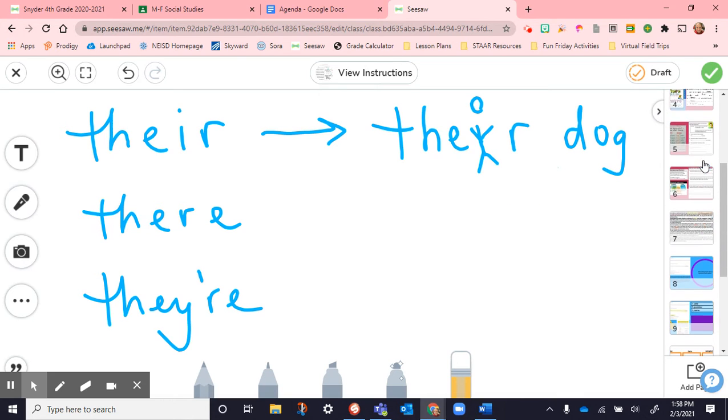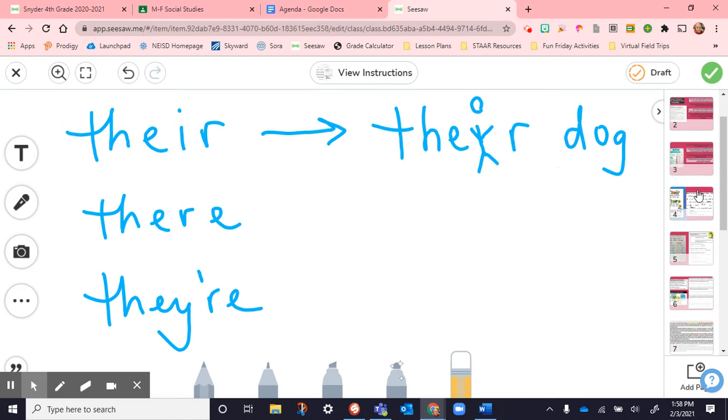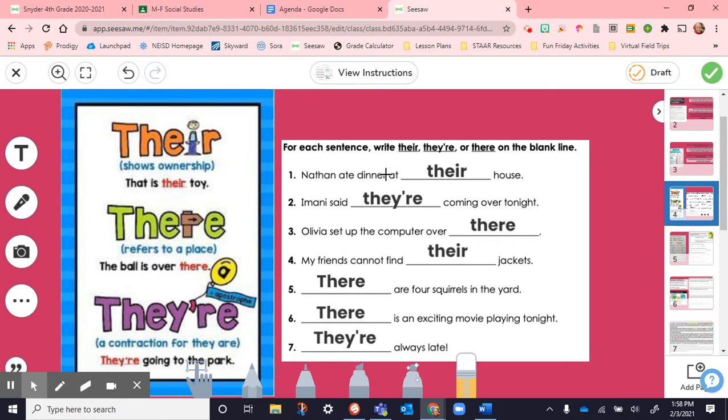Okay, so when we go back to page 4, Nathan ate dinner at their house. Look at the word that follows, house. Okay, the house belongs to the people he's eating dinner at. So their, this one right here with the EIR, is appropriate. Look at number 4. My friends cannot find their jackets. Here's the word THEIR. We're going to look at the word that follows, jackets. Jackets belong to the friends, so we need the EIR, showing that ownership.